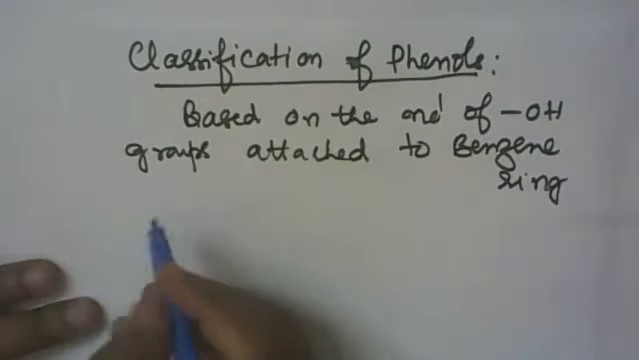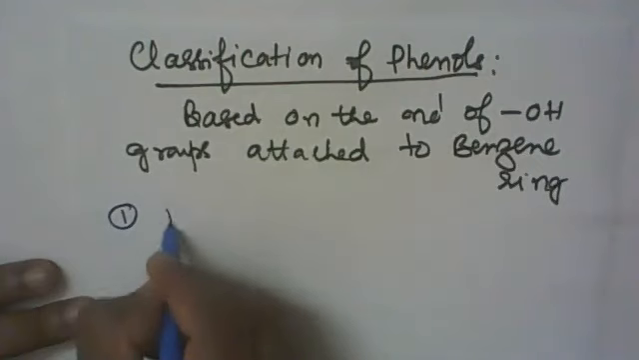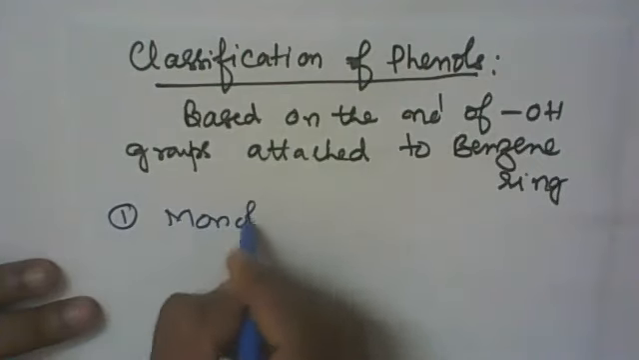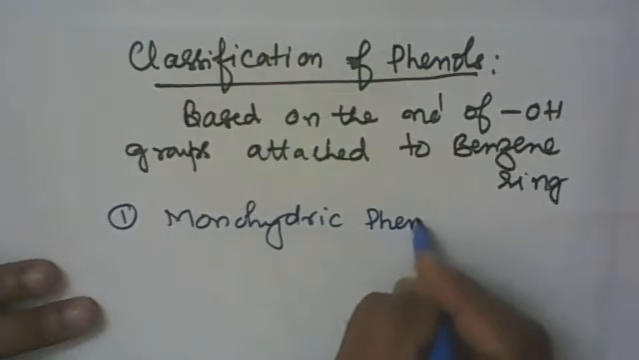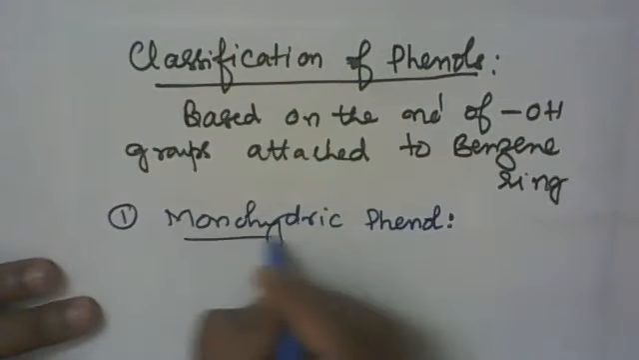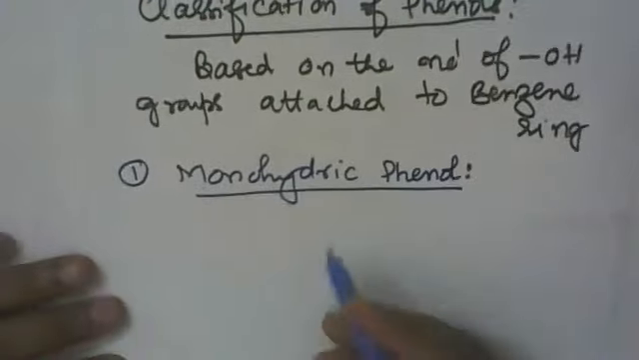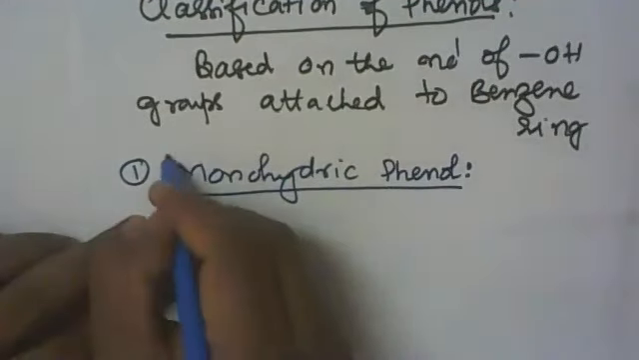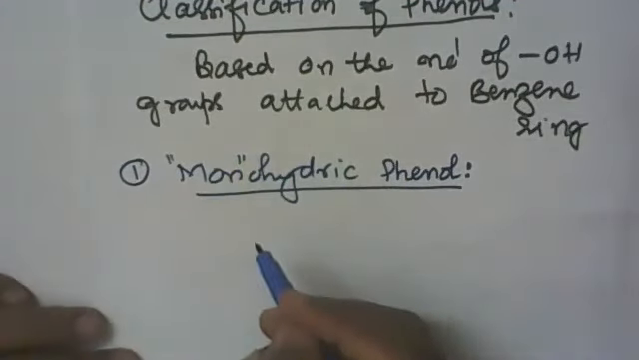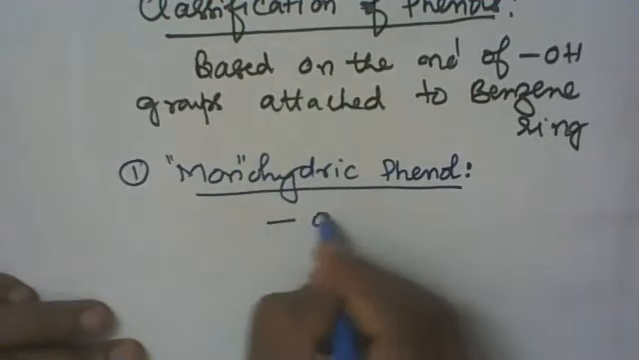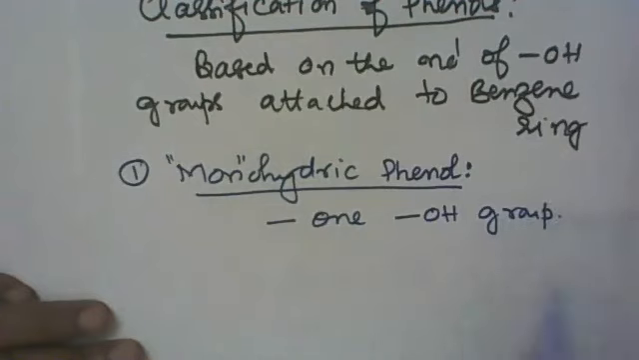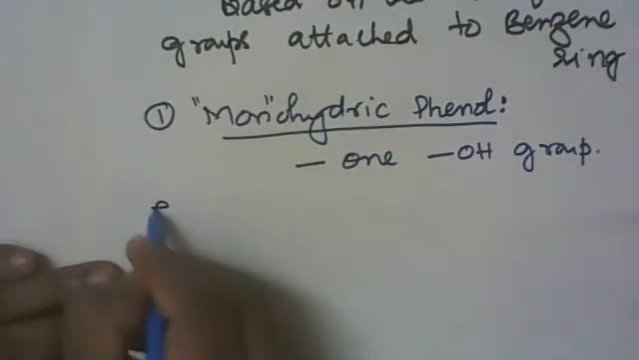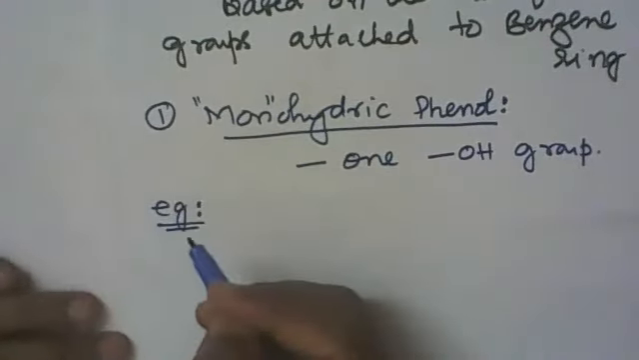Let us see the first one. The first one is monohydric phenol. What do you mean by monohydric phenol? Mono means one. So it contains one OH group. There is one OH group. So let me give some examples. What are the examples we have got?